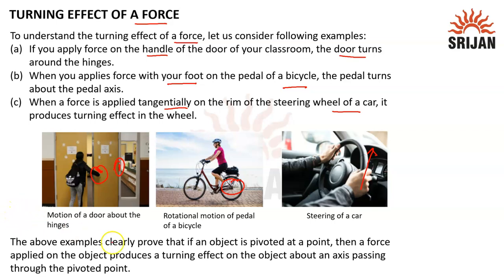wheel. So from all these examples, we can clearly see that if an object is pivoted at a point, meaning if an object is fixed at a point, then a force applied on the object produces a turning effect, meaning the object will start rotating. It will undergo rotational motion and it will produce the turning effect about the axis passing through the pivoted point, and the object will show the rotational motion.